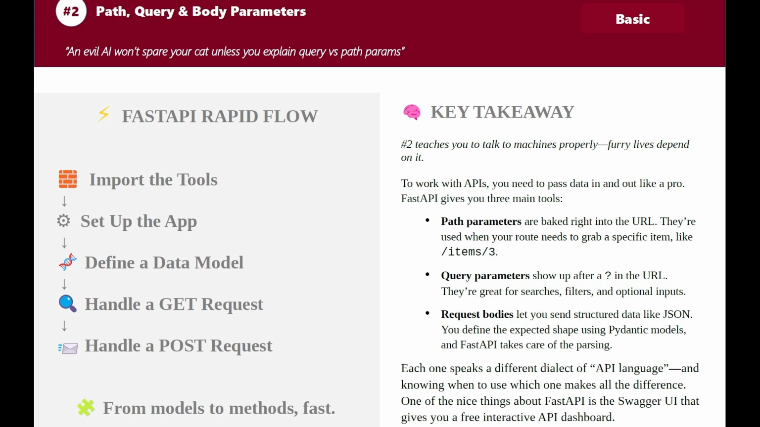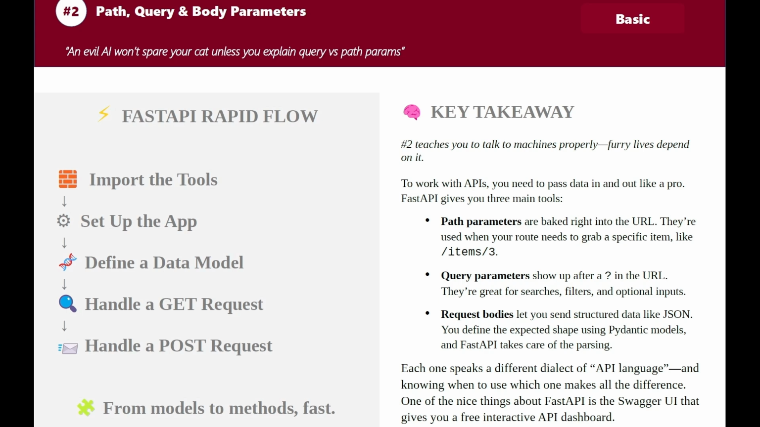Welcome back to the FastAPI survival series. This is sheet number 2. We're looking at path, query, and body params. Or as I like to call it, how to talk to machines properly, because an evil AI won't spare a cat unless you explain query versus path params. So let's dive deep into how FastAPI lets you pass information to routes cleanly and powerfully using path parameters, query parameters, and JSON body data.